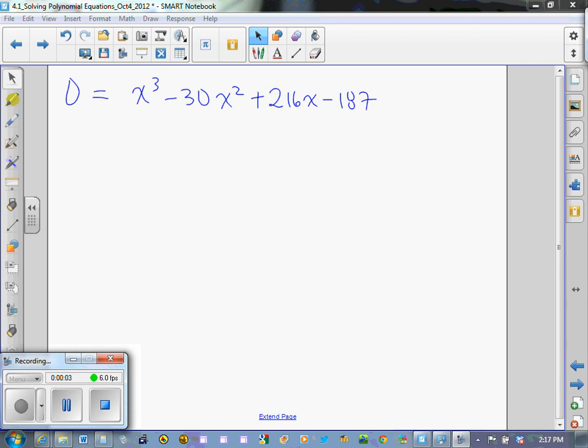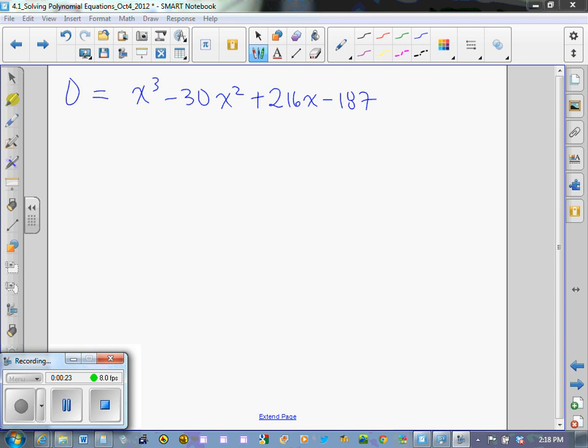In the last video, we worked our way up to the point where we had a polynomial equation, specifically a cubic equation, set equal to 0. And we're now at the point where we're going to try to apply the factor theorem to find a value of x.